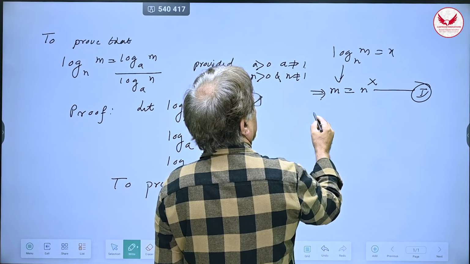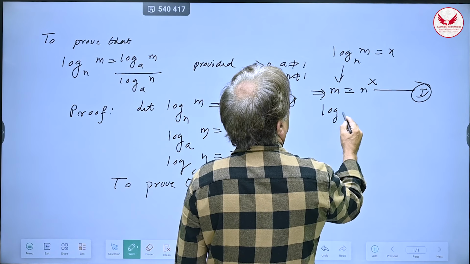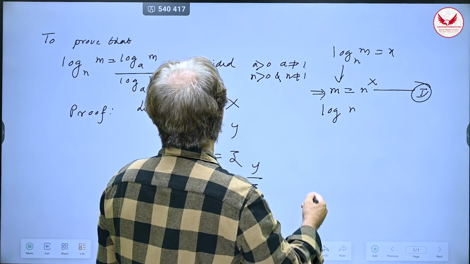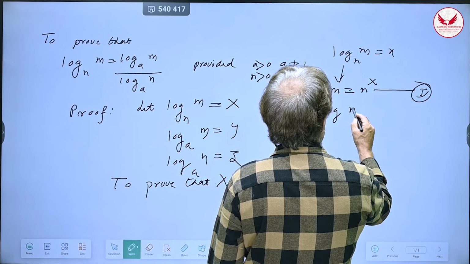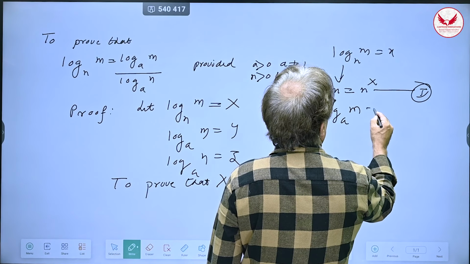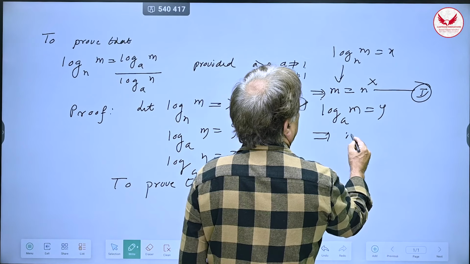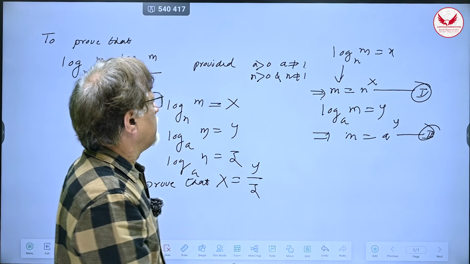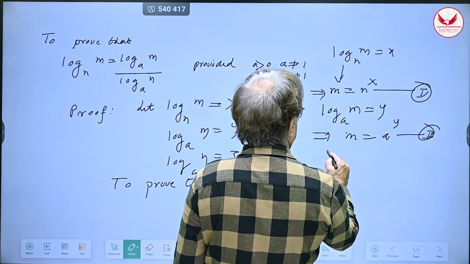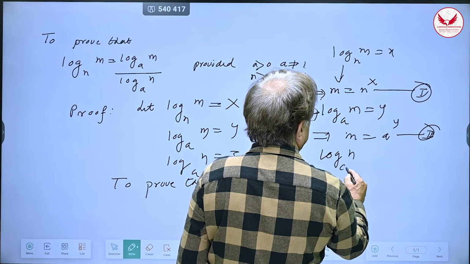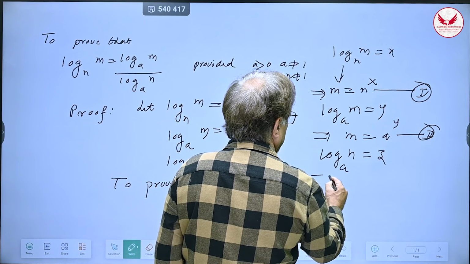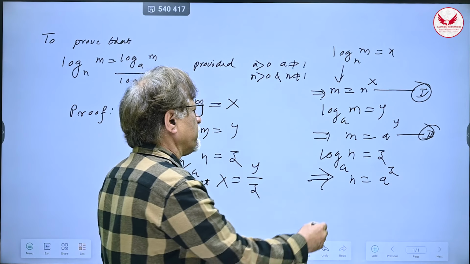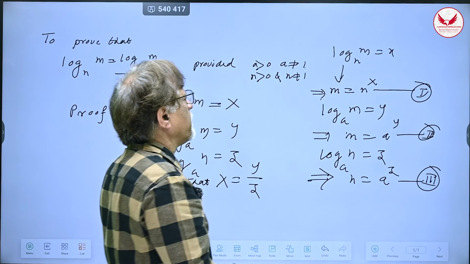Right? And next, log of m to the base a is y. This will imply m is equal to a raised to y. Statement number 2. Right? And next is log of n to the base a is z, which means n is equal to a raised to z. Statement number 3. Now combine all the 3 statements.